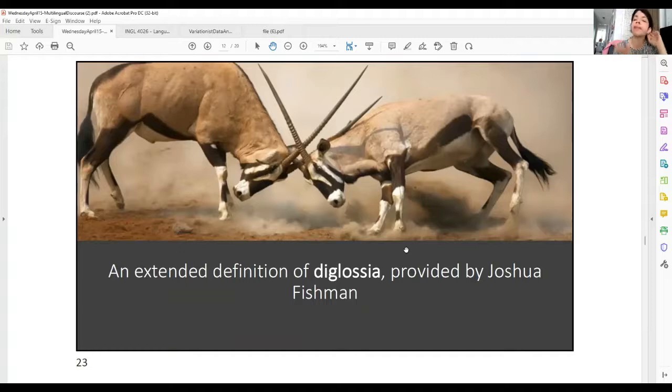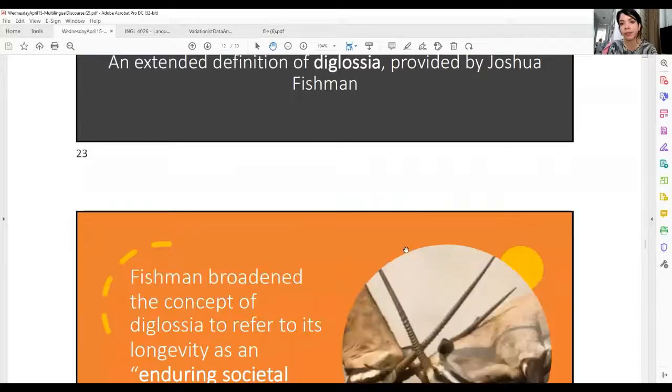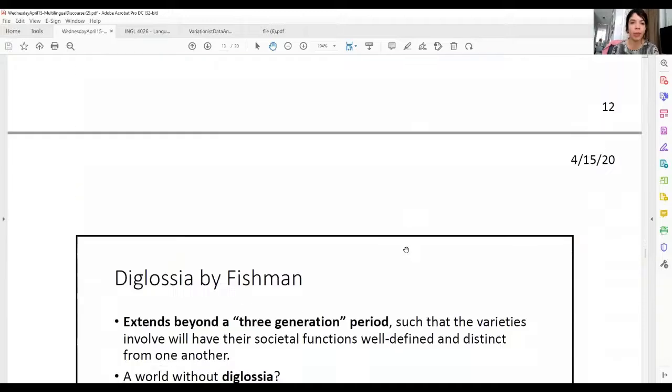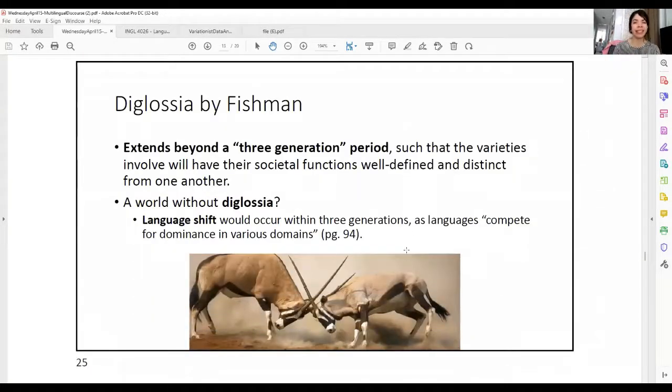Joshua Fishman, who was a famous sociologist of language, provided his own definition of diglossia. He broadened the concept to specify that diglossia, or two languages in a multilingual or bilingual situation, are indicative of an enduring societal arrangement. What is meant by an enduring societal arrangement? Well, what it means is that in diglossic situations, usually they extend beyond a 3-generation period. So 3 generations, 3 families, the son of the son of the son, right?